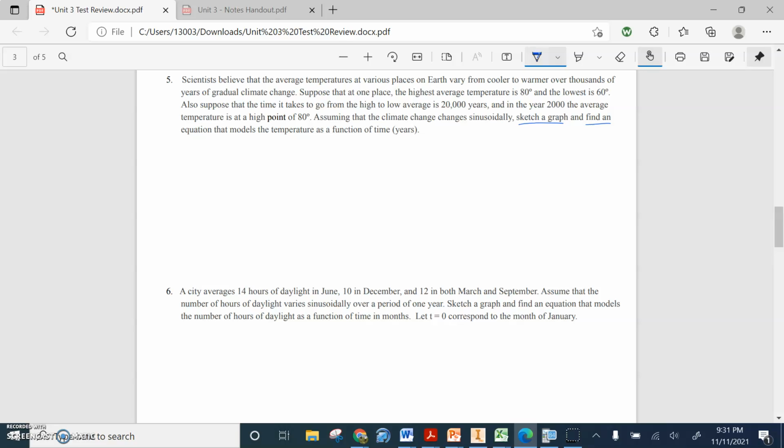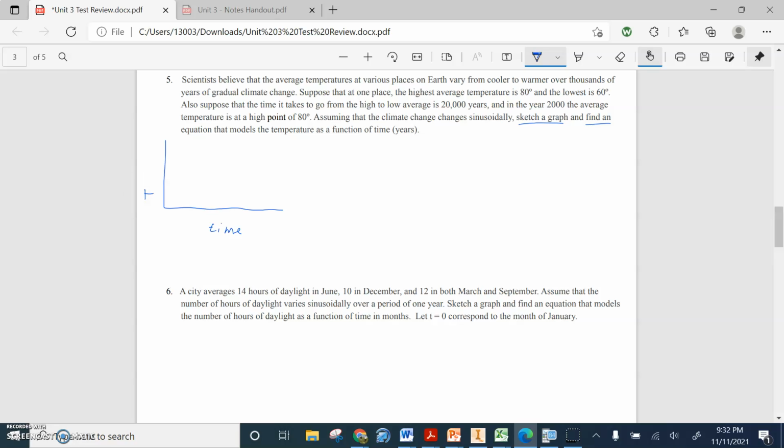So in our graph here, I'm going to move it over there best I can. The things to note: at one place, the highest average temperature is 80 and the lowest is 60. So 80 and 60 are significant. Those are the temperatures that are the peak and the valley of our curve, whether it's sine or cosine. It also says it takes 20,000 years to go from a peak to a valley.